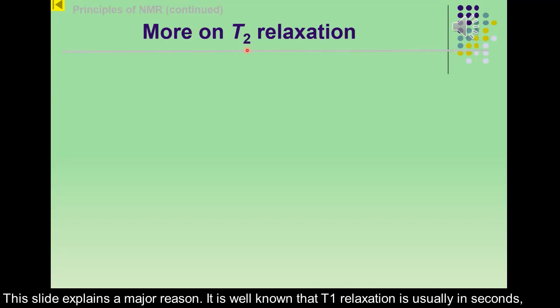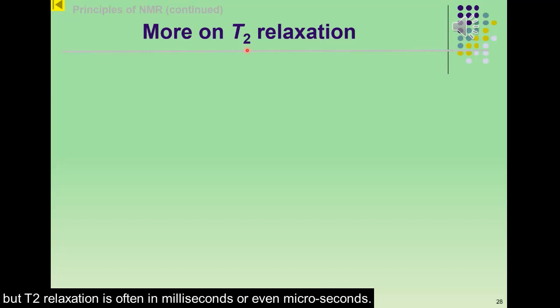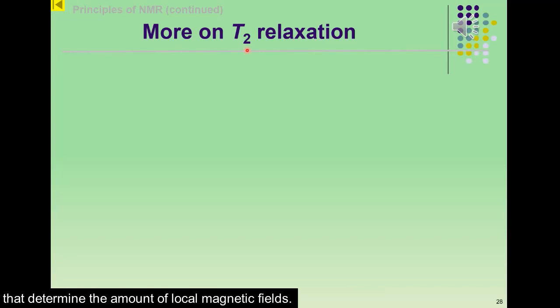It is well known that T1 relaxation is usually in seconds, but T2 relaxation is often in milliseconds or even microseconds. It depends on the molecular structure, the nuclear species, and the physical status of the samples, because these are the factors that determine the amount of local magnetic fields.